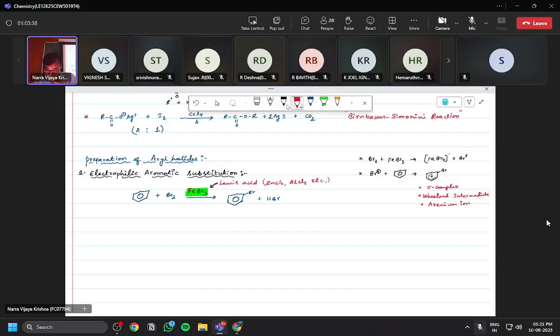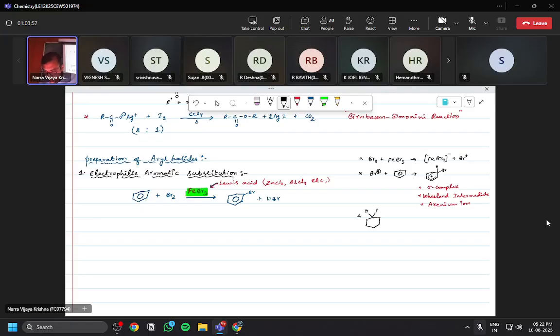Now, after this, from this carbon, hydrogen gets abstracted by FeBr4 minus. This pulls that H plus out. If H plus is out, this bond will shift back to form the aromatic ring. Correct or not? So next step, I am writing this in this way.